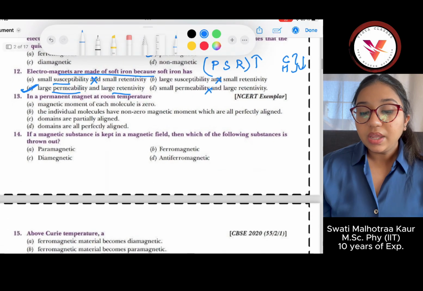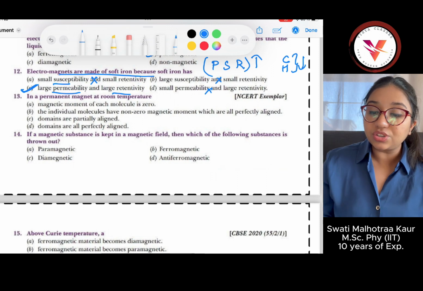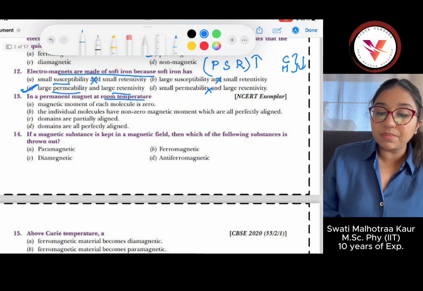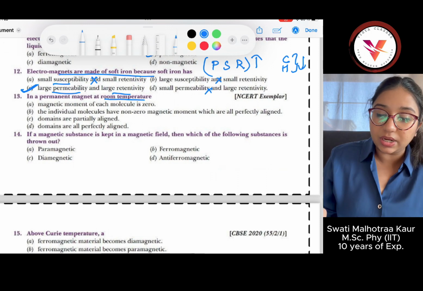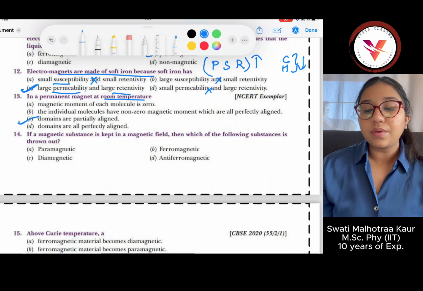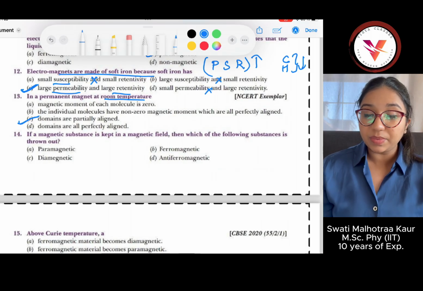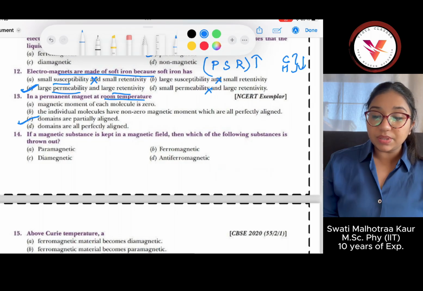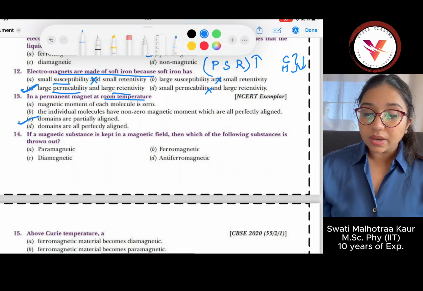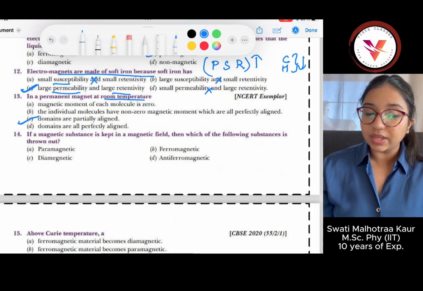Okay, next, in a permanent magnet at room temperature, the permanent magnet has domains but they are partially aligned. Magnetic moment of each molecule 0? No, the individual molecules have non-zero magnetic moment, which are all perfectly aligned? No, they are partially aligned. Domains are all perfectly aligned? No, at some temperature, it is perfectly aligned.